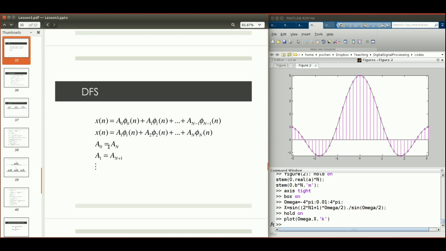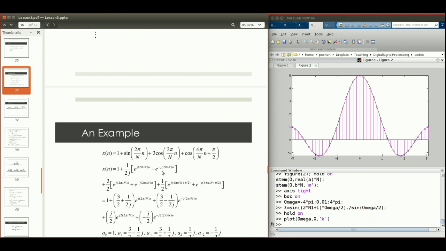So a0 actually equals a_N, and a1 actually equals a_{N+1}. Do you guys still remember this particular result? Right. So the Fourier series coefficient is actually periodic with a fundamental period of big N. The plots that we made last time, and the sticks that we are plotting on this figure, are just for one fundamental period that goes from minus pi to positive pi. It's just 2 pi, right?